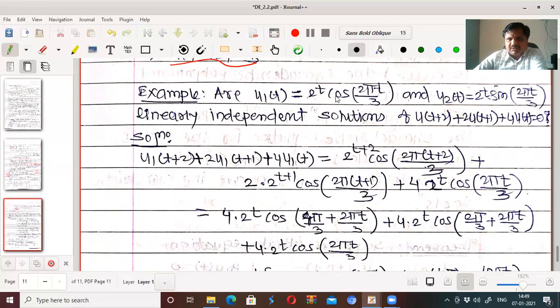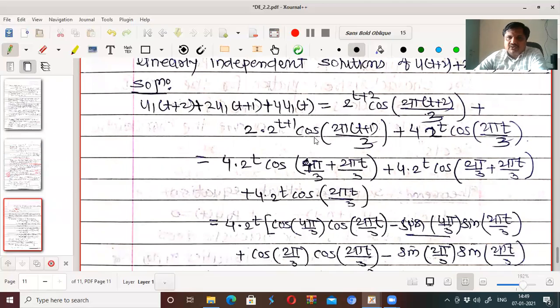So 2 to the power t plus 2 cos of 2 pi (t plus 2) upon 3, plus 2 into u1(t plus 1), which is 2 into 2 to the power t plus 1 cos of 2 pi (t plus 1) by 3, plus 4 times u1(t), which is 2 to the power t cos 2 pi t upon 3. So here 2 squared, 2 to the power t, means 4 into 2 to the power t cos of 2 pi (t plus 2) by 3, that is 2 pi t by 3 plus 4 pi upon 3. So cos of 4 pi by 3 plus 2 pi t by 3.